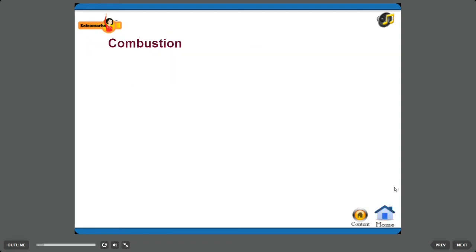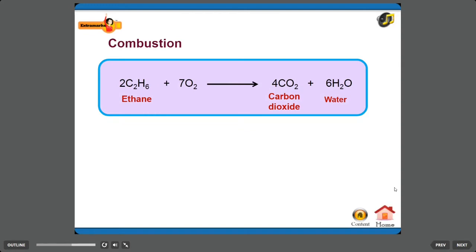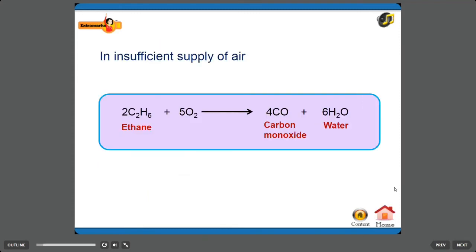What happens when ethane is heated in excess of air? It undergoes complete combustion and produces carbon dioxide and water. It burns in air with a bluish, non-sooty flame. A large amount of heat is also produced during the reaction, so it is also used as a fuel. In insufficient supply of air, ethane undergoes incomplete combustion and forms carbon monoxide and water.